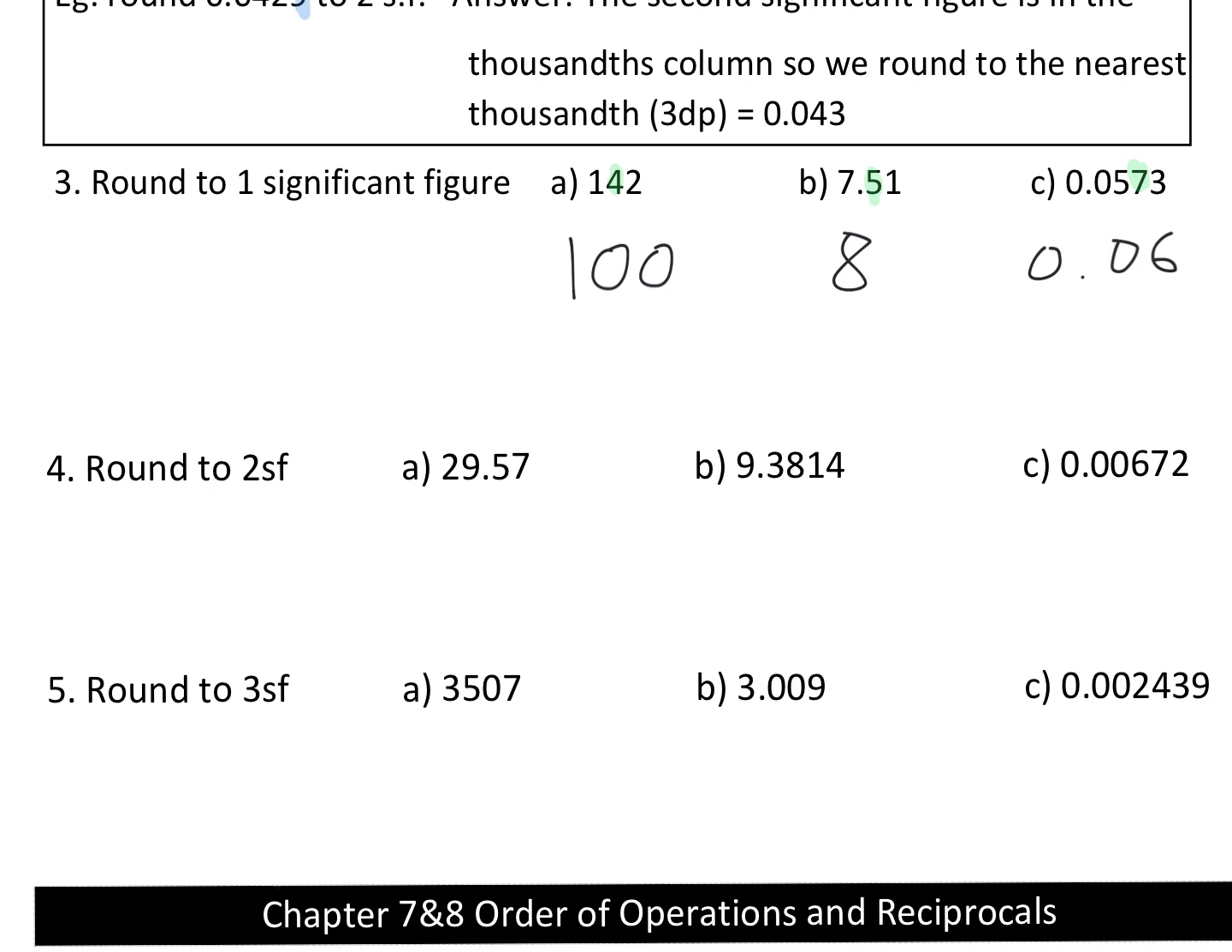Example 4, round to two significant figures. 29.57. The second significant figure is the 9 in the units column, so we're rounding to the nearest unit. The digit after the nearest unit is the 5, which tells us to round up, so that would make the 9 go to a 10, and we'd have the answer 30.